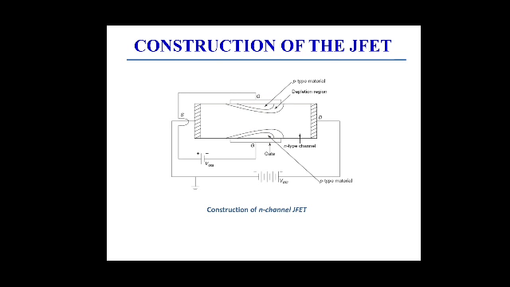Now here you can see, wherever you are doping with the trivalent impurity, that is known as the gate. The sites at which you are doping with trivalent impurity are known as the gate of the FET. It is known as the gate terminal.